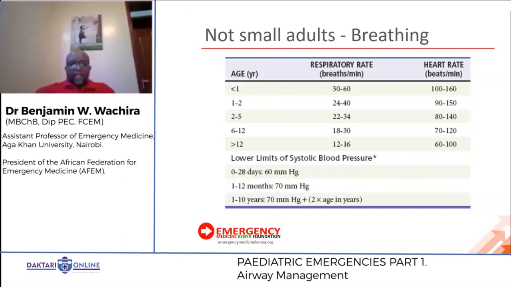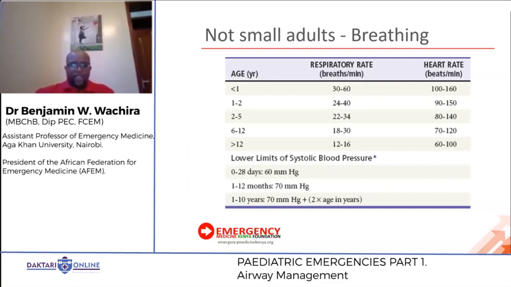As I said, kids breathe faster, hearts beat faster, and I'll explain that and discuss the circulation part of it. In terms of blood pressure, we're looking mainly at the systolic blood pressure, because the blood pressure really also varies as the child ages. But in the first month of life, a systolic less than 60, we worry it's hypotensive.